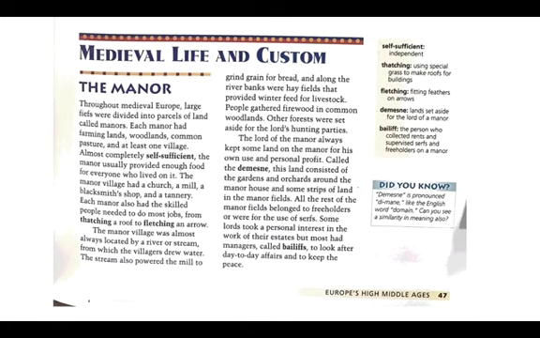So let's read: throughout medieval Europe, large fiefs were divided into parcels of land called manors. And if we scan, it says the manor had farmlands, woodlands, common pasture, a village, there was the church in the village, a mill, a blacksmith shop. So to me, you have to think, well, what's a good subheading that encompasses that whole paragraph?